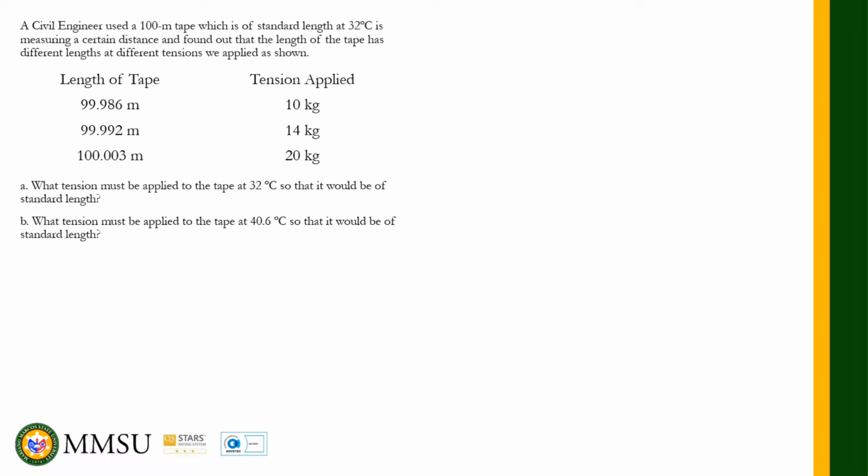For part A, we are looking for the tension, or the pull, at 100 meters. So the question is, at standard length, what tension should be used? Since the table is all at 32 degrees Celsius, we can use interpolation. Interpolation is just a simple ratio and proportion. So we will use interpolation.